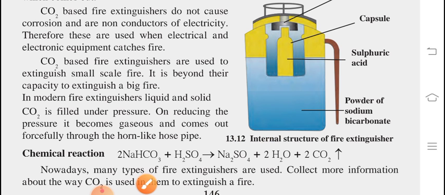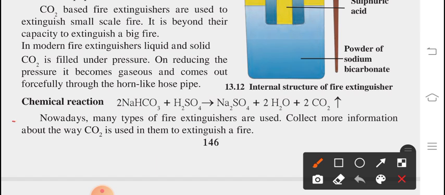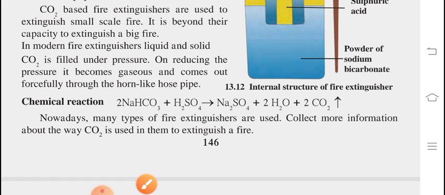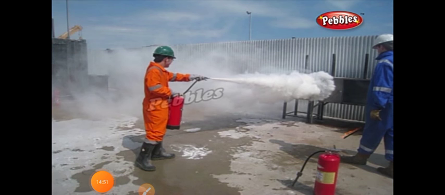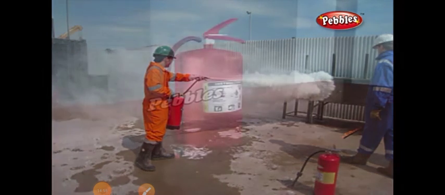This is the chemical reaction for this. NaHCO3, sodium bicarbonate, reacts with sulfuric acid. Then this solution forms. You can observe here CO2 comes out. Nowadays many types of fire extinguishers are used. See this video. You can clear every doubt.